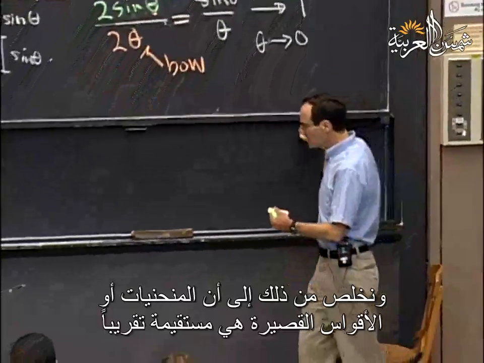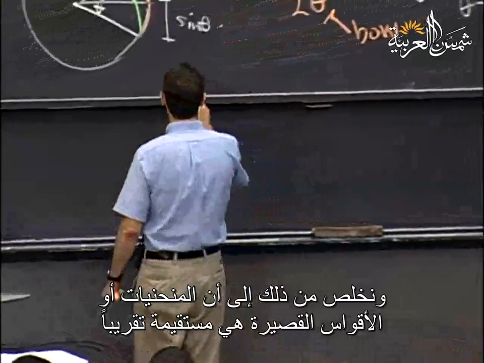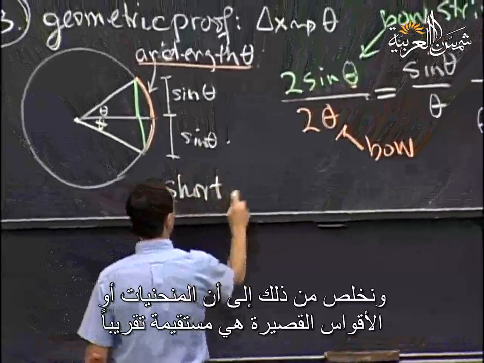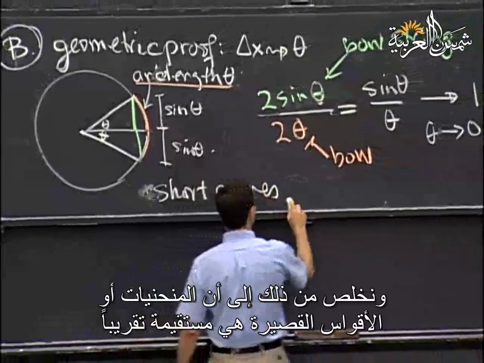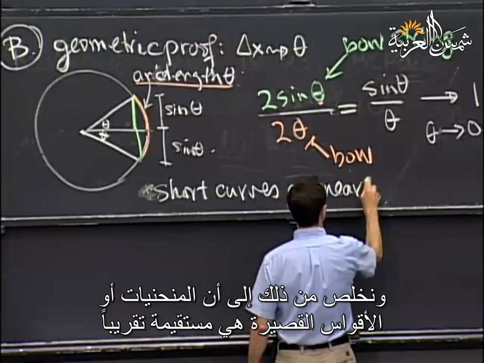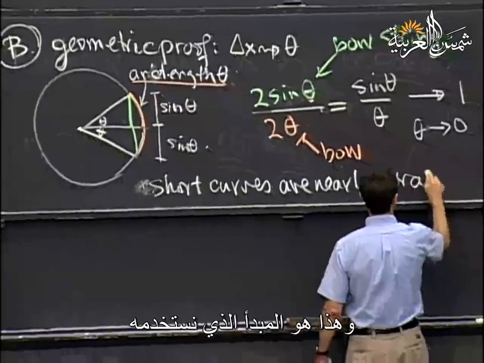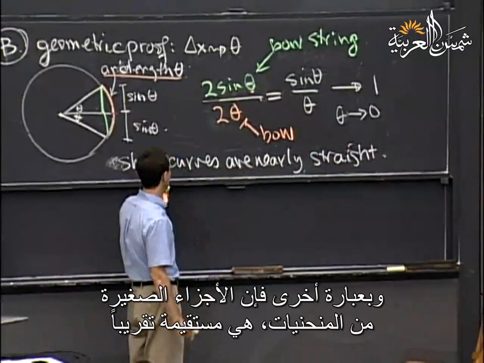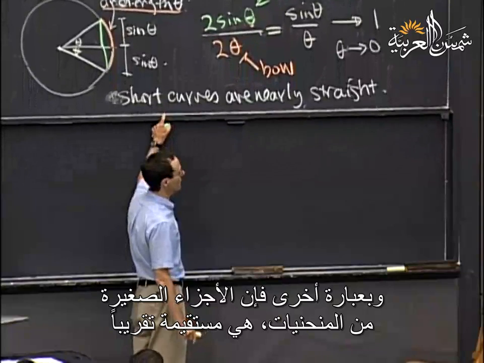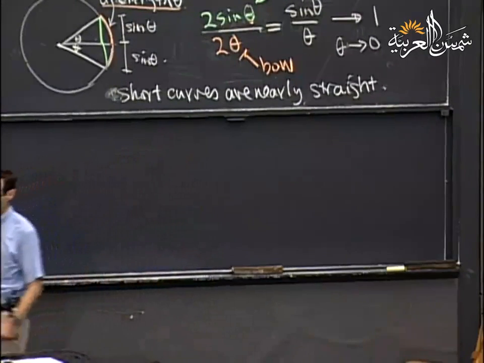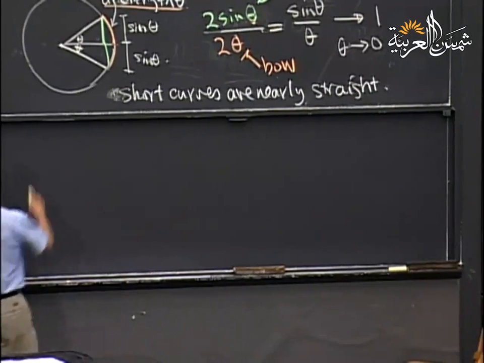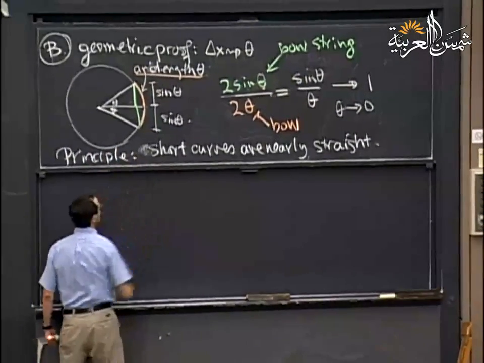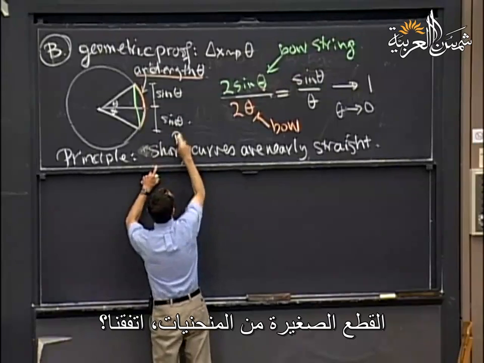I guess I'll articulate that by saying that short curves are nearly straight. All right, so that's the principle that we're using: short pieces of curves, if you like, are nearly straight. So if you like, this is the principle.